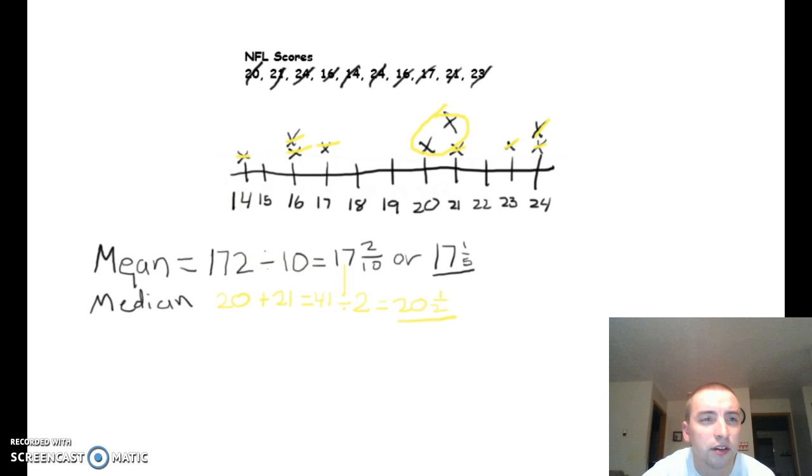Okay. My mode, the mode's really easy to tell because I can just look to see what number has the most x's. And in this case, 16 has 2, 21 has 2, and 24 has 2. So my mode is going to be all three of those.